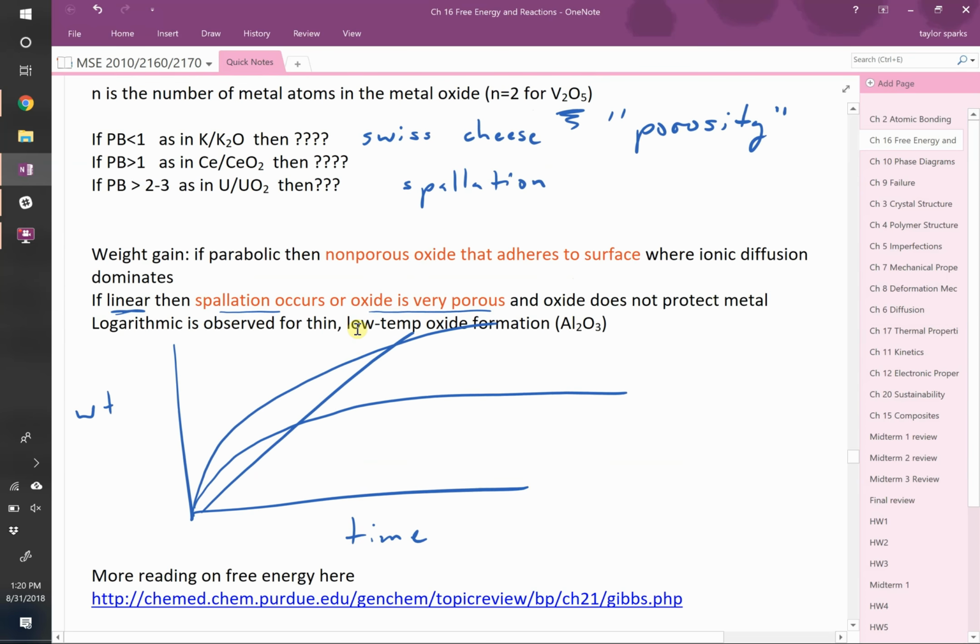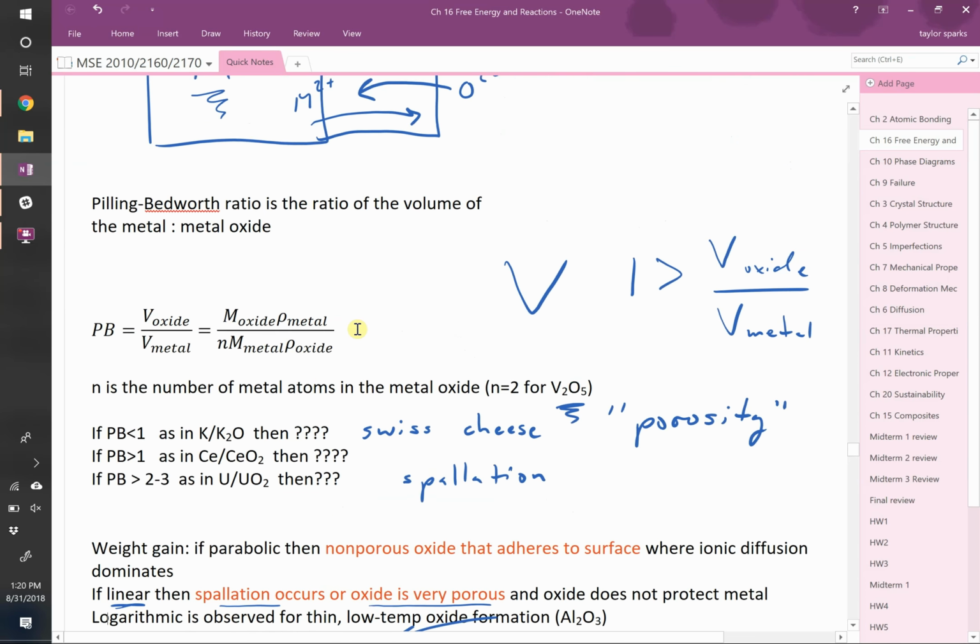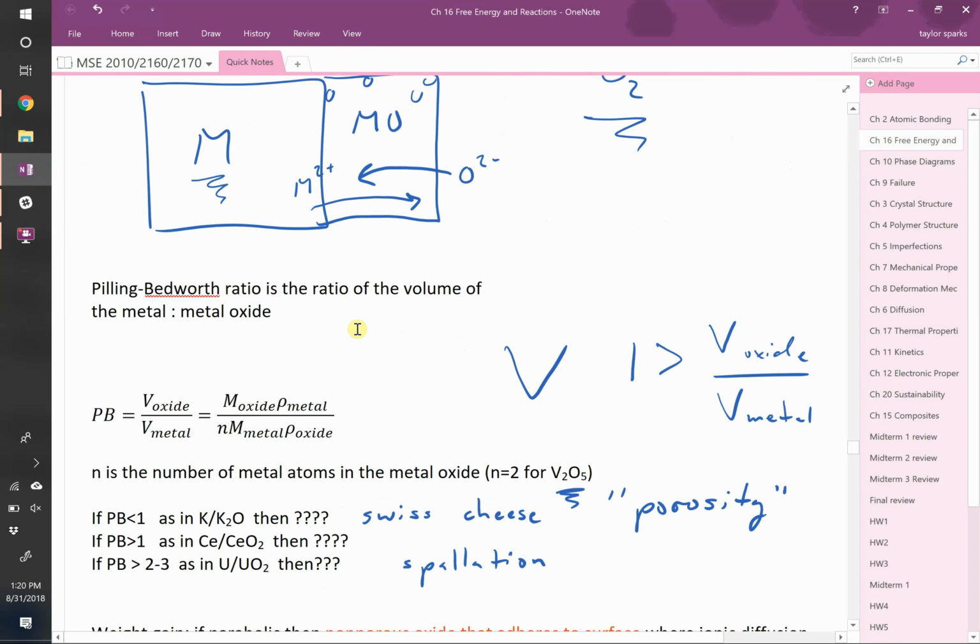Okay, any questions on oxidation? That's all I'm going to say about that in this chapter before we do some examples. Any questions on it? Pilling-Bedworth ratio, electrochemistry.